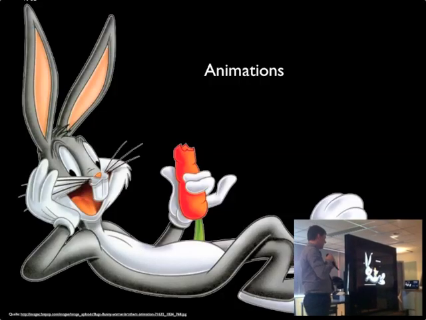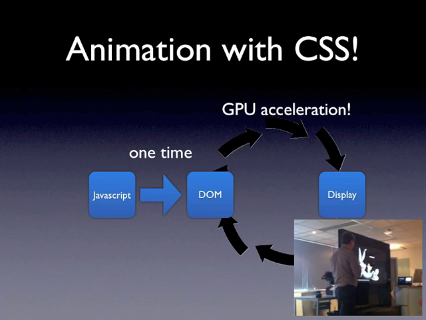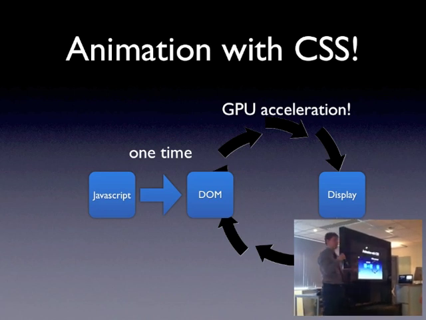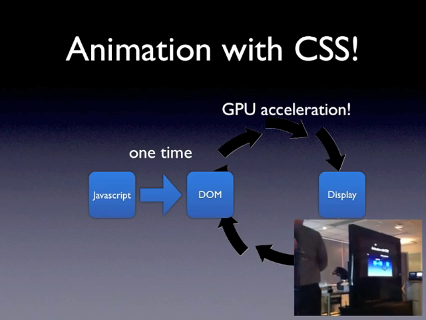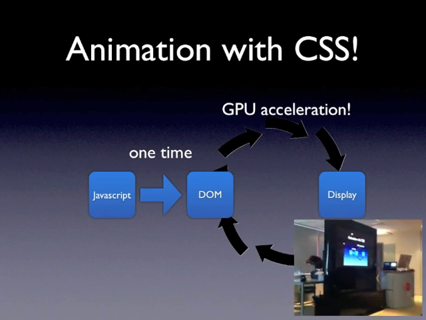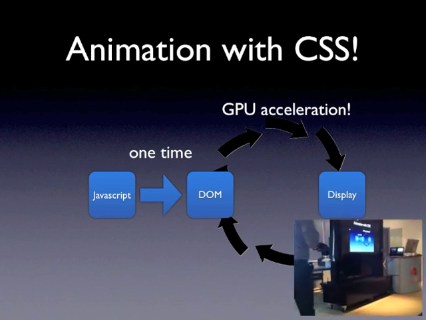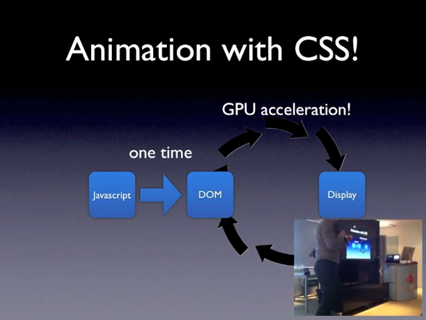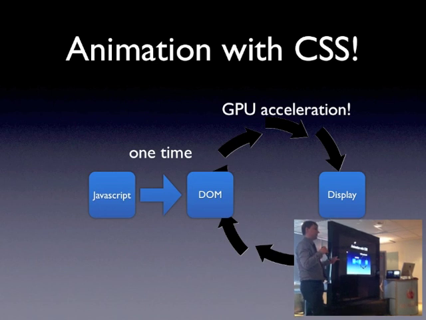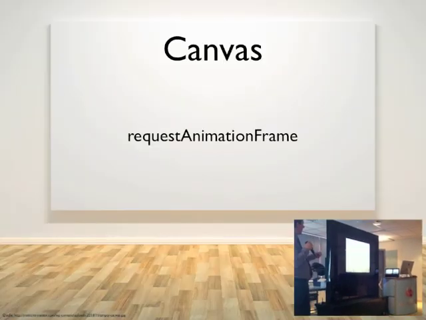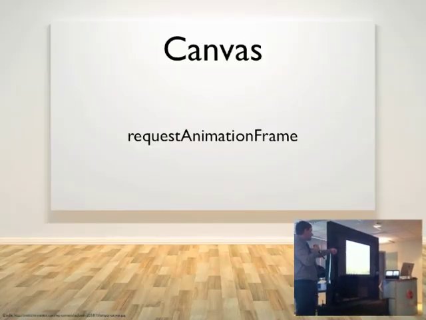So this is basically what you need to know about animations. If you can, build them with CSS. Read about different ways of doing that. Keyframes is one thing, transitions is another thing. If you do it properly, they will be hardware accelerated. There are ways to find out if they are hardware accelerated or if they aren't. If you really need to draw something, at least use request animation frame.